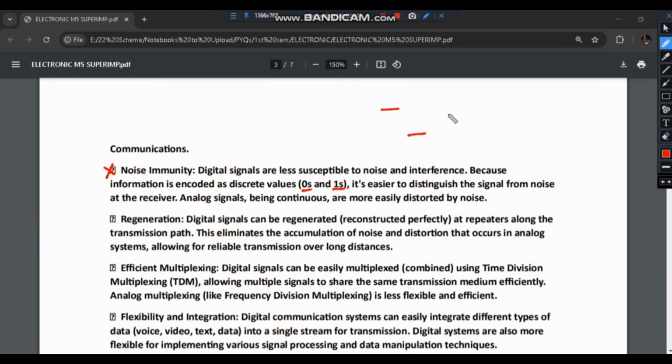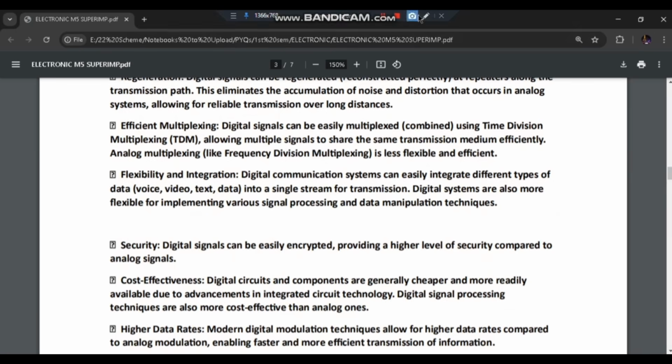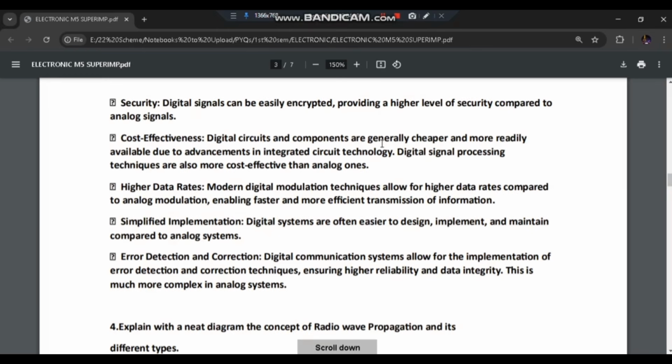But for the analog signal, some decimal differences can come. 0.51 might be mistakenly taken as 0.49. It will be a little bit different, but here it will be either 0 or 1, so it will be more accurate. And efficient multiplexing is possible here. We can send multiple signals, and flexibility and integration are possible at the digital end. It is more secure, cost effective, and higher data rates are present. We can transfer more data digitally than analog, implementation is simplified, and error detection and correction are possible. It is much more complex in analog systems.